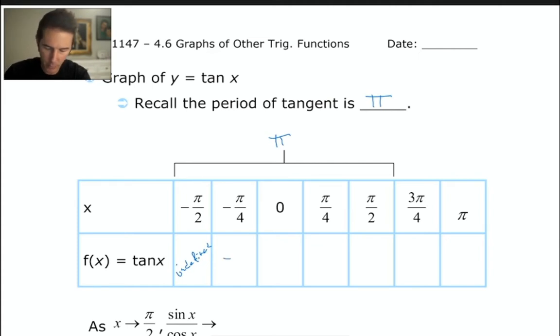At negative pi over 4, we have a y value of negative 1, and then up to 0, and then to positive 1, and then undefined again, because cosine of pi over 2 is equal to 0, division by 0, undefined. And then, because of the pi periodic nature of the tangent function, our y values start repeating. So then we would have a negative 1 again, and then 0, and then 1, and then undefined.